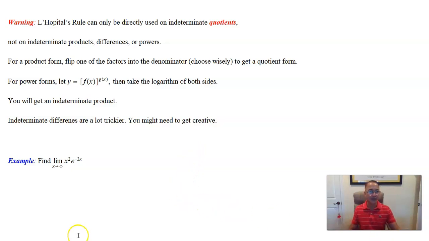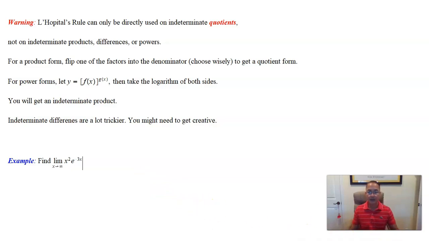Let's find this limit as x approaches infinity of x squared e to the minus 3x. What's going on here? As x gets bigger and bigger, x squared is approaching positive infinity. E to the minus 3x has a negative coefficient, and e to the minus a big number is going to approach 0. So this has the form infinity times 0.